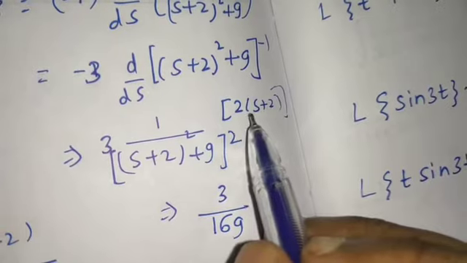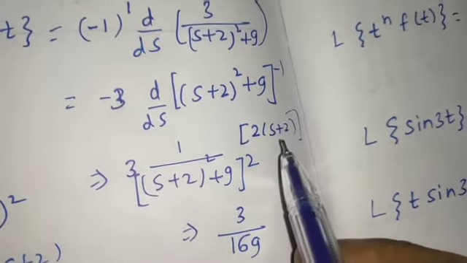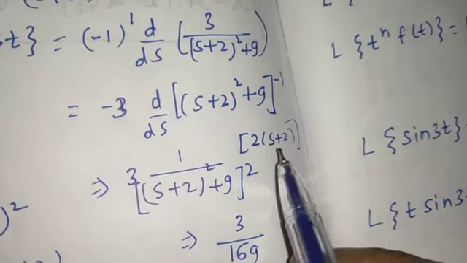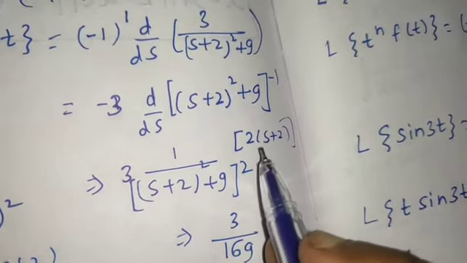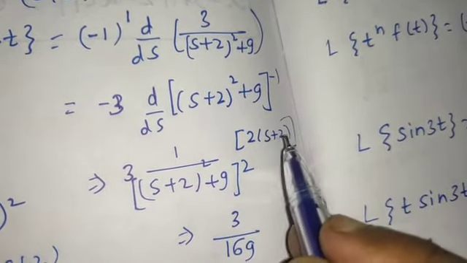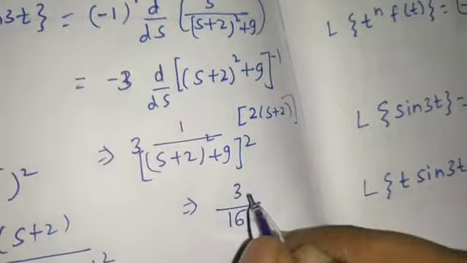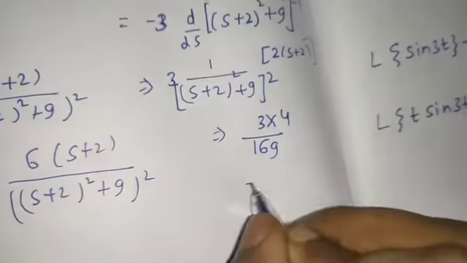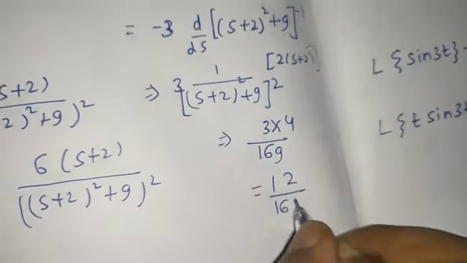And here if you put s as 0, you are going to get 2 into 2, which is 4. So you are getting 12 divided by 169, which you are getting here also. So both the methods were easy.